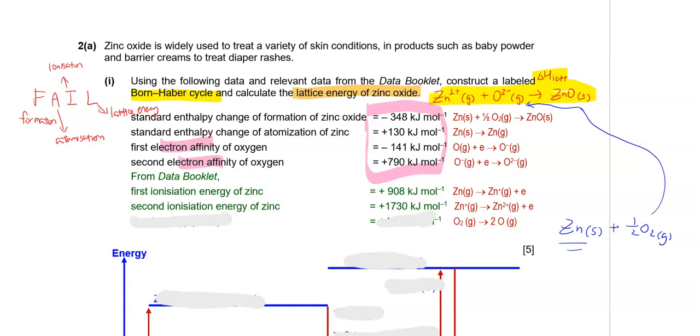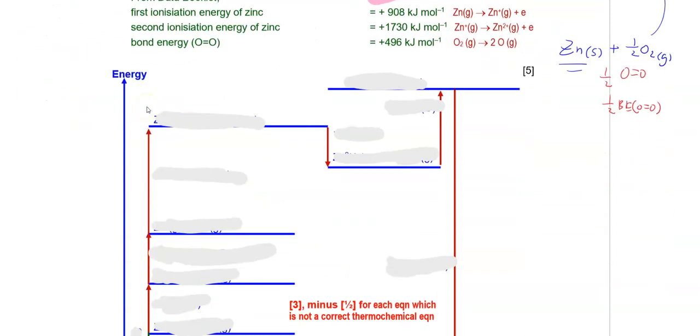You also need to consider the breaking of the oxygen-oxygen bond. So in O2 you have an O=O double bond. You need to break half of it, which means you need half of the bond energy of the O=O double bond. So in this case, from the data booklet, refer to the bond energy of O=O double bond, you have 496, and since in this case you're only forming one oxygen atom, you need half of the bond energy. Okay, so let's just look at how we apply.